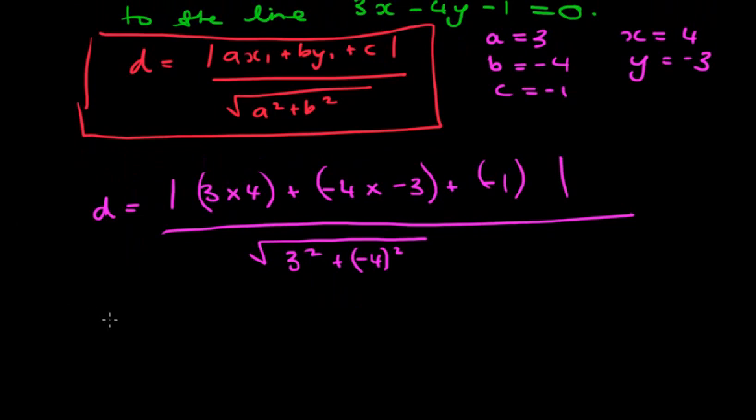So let's simplify a few things here. Distance equals, well, 3 times 4 equals 12. -4 times -3 is 12 plus -1. Now obviously if you got a calculator, that's fine. 12 plus 12 is 24. 24 minus 1 is 23.